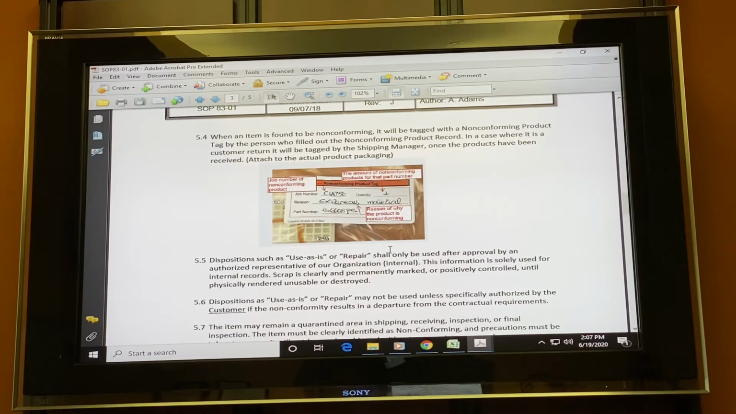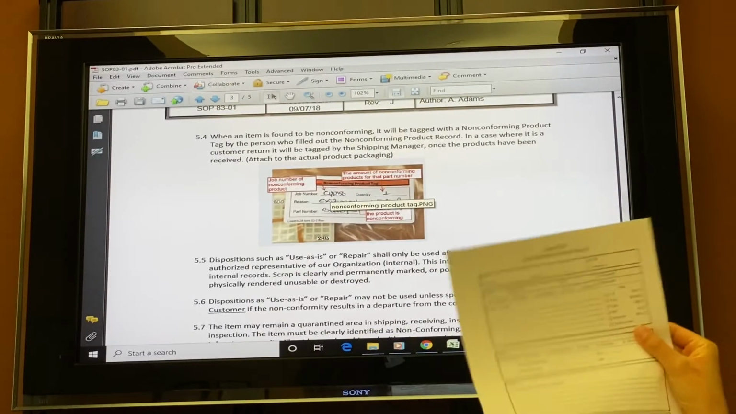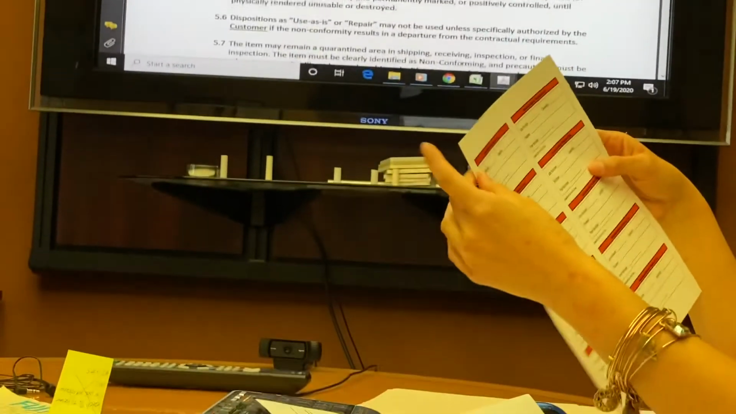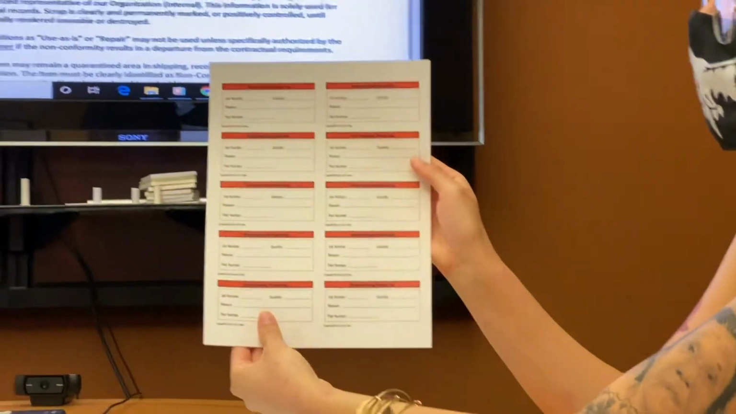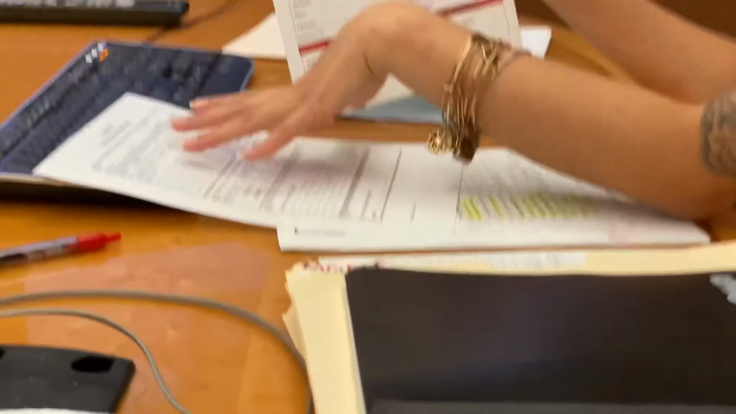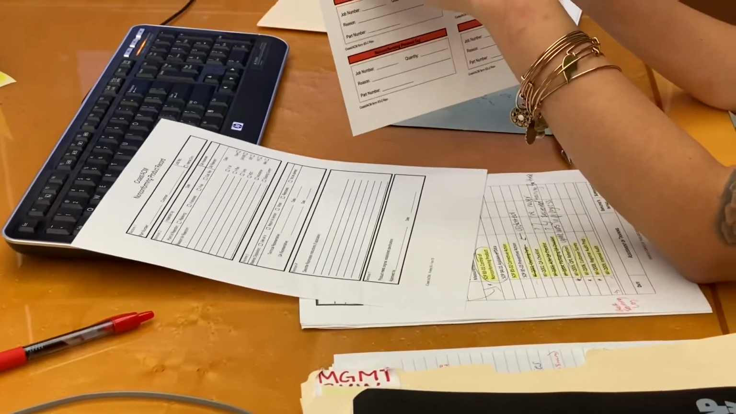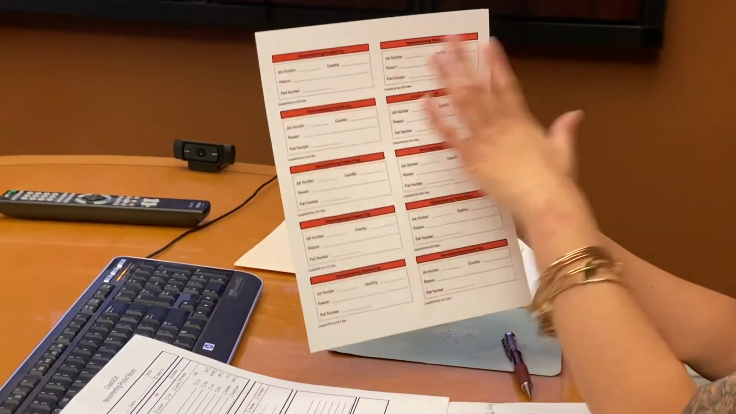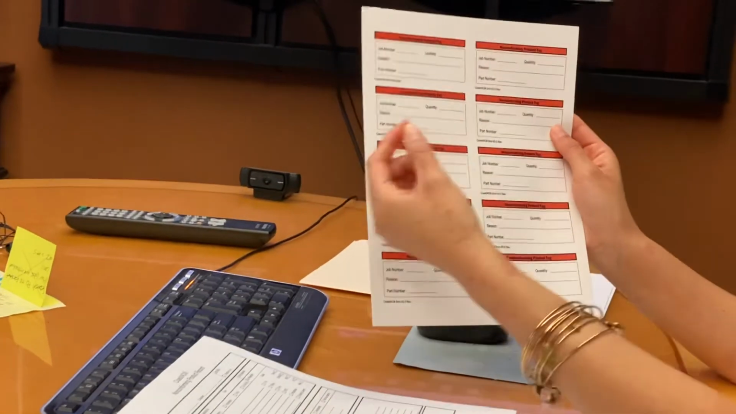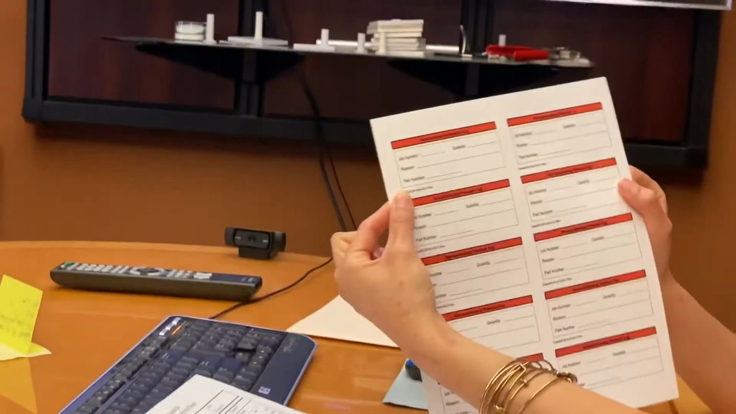No? Okay. So when an item is found to be non-conforming, it will be tagged with a non-conforming product tag by the person who filled it out. So pretty much these two go hand in hand. Whoever does this first section right here has to also fill this out and attach it to the parts. It has relatively the same information: job number, quantity, reason, and part number. For the reason, if it's really long, try to write it as small and as brief as you can, kind of summarize it. But just remember, this one always has to go on the parts.